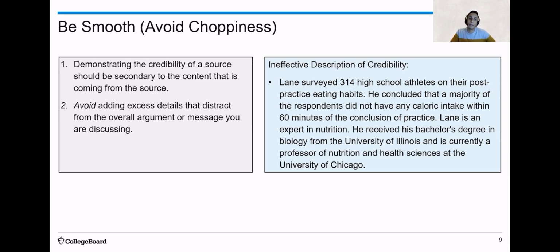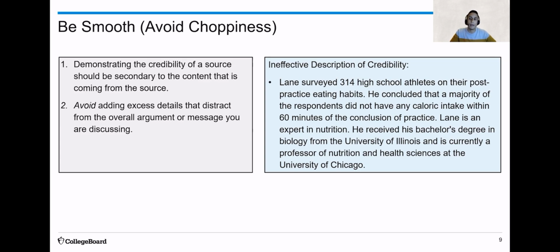First, demonstrating the credibility of the source should be secondary to the content that's coming from the source. And second, you should avoid adding excess details that distract from the overall argument or message that you're discussing. So here's an example from that same hypothetical source. Lane surveyed 314 high school athletes on their post-practice eating habits. He concluded that a majority of the respondents did not have any caloric intake within 60 minutes of the conclusion of practice. Lane is an expert in nutrition. He received his bachelor's degree in biology from the University of Illinois and is currently a professor of nutrition and health sciences at the University of Chicago.